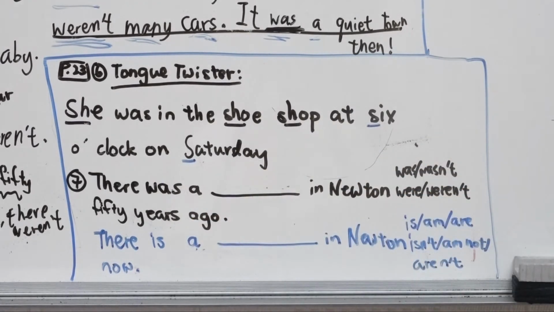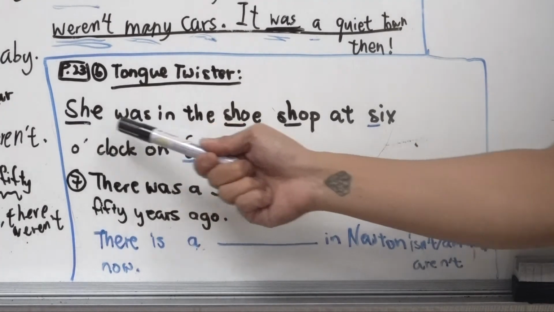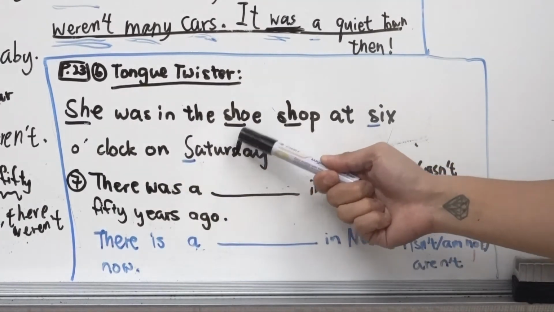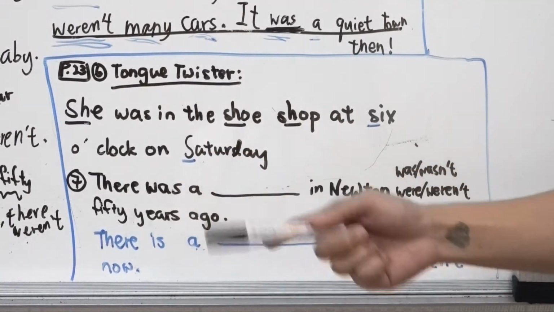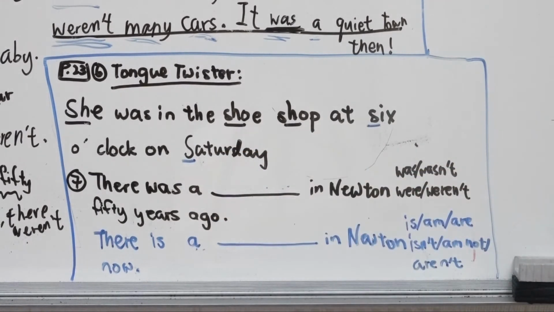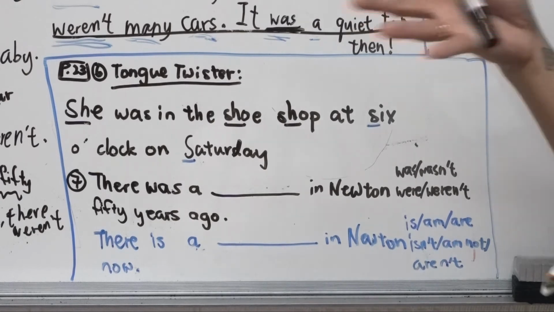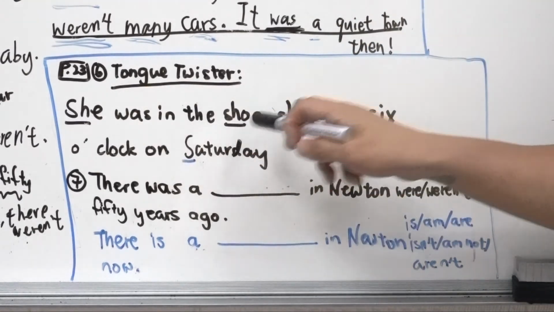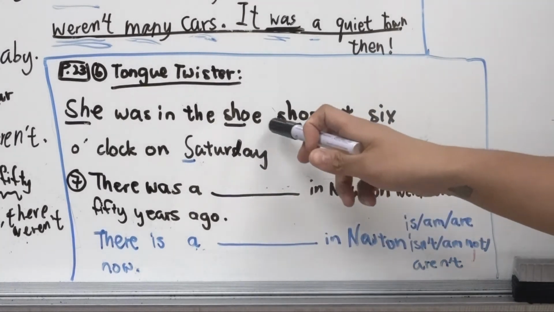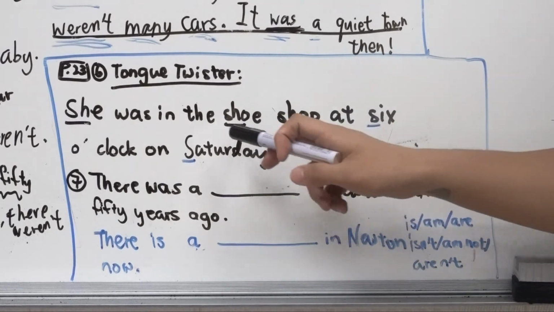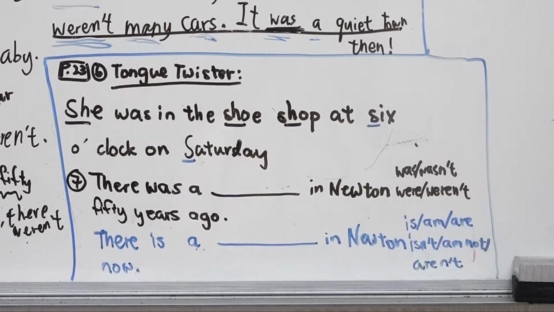What did I say? I said read with me together, right? So let's do it again properly, please. 1, 2, 3. She was in the shoe shop at 6 o'clock on Saturday. Some people might find it hard to say sh. Make sure sh and s are different sounds. Not "su sop"; it's shoe shop, alright?